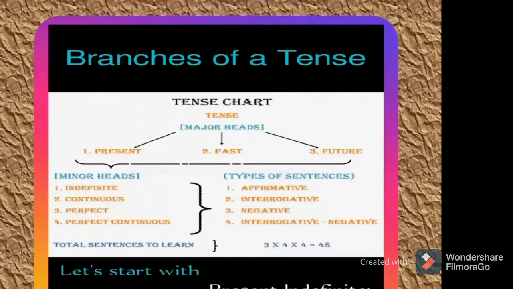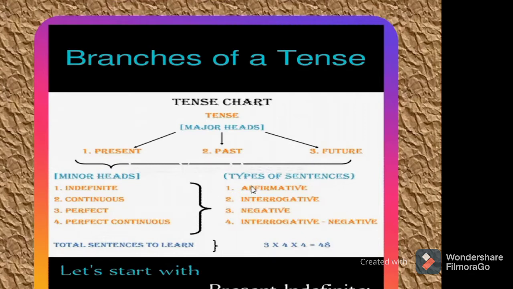So branches of tenses. There are three main tenses as I have discussed: present, past, and future. So each tense has further four branches, that is indefinite or simple. Second one is continuous or progressive. Third is perfect, and fourth is perfect continuous. It means that whether it's present, past, or future, there are four branches of each tense, for example, past indefinite, future indefinite, similarly, present indefinite, present continuous, past continuous, future continuous, and so on.